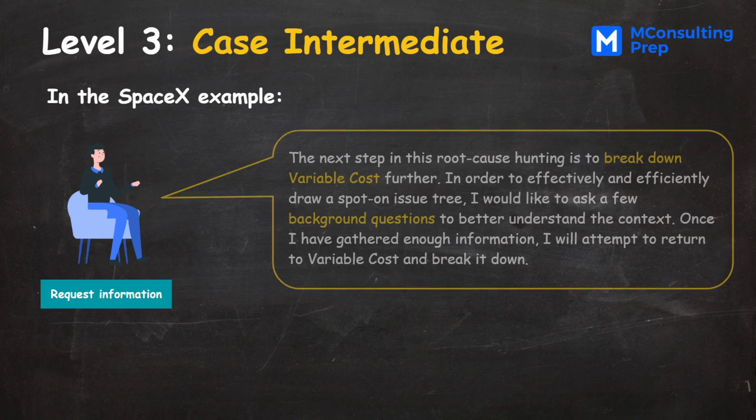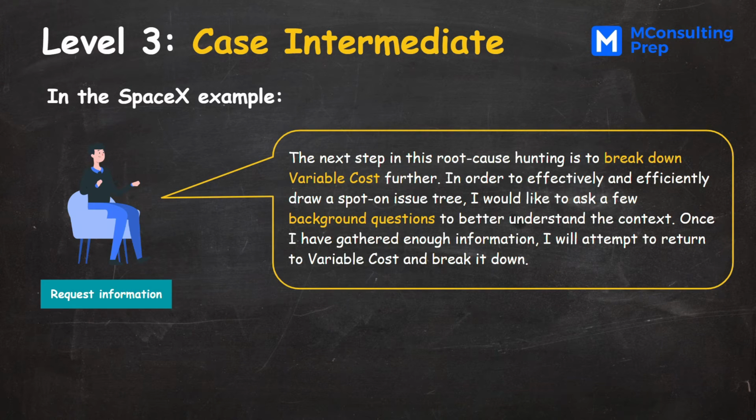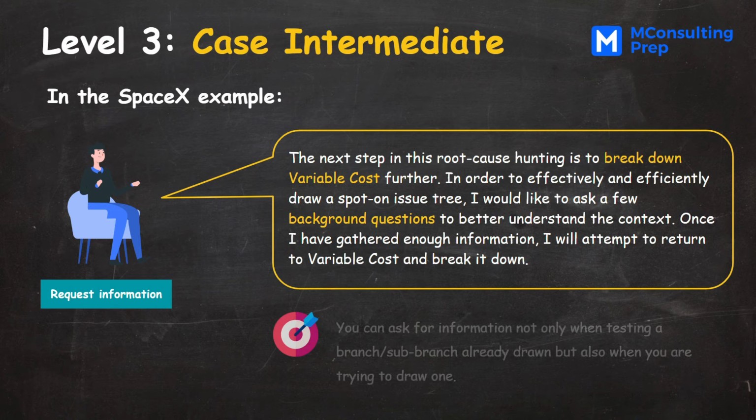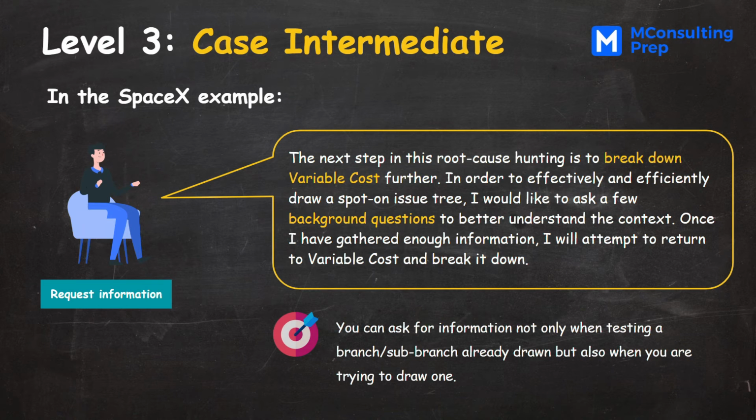The next step in this root cause hunting is to break down variable cost further. In order to effectively and efficiently draw a spot-on issue tree, I would like to ask a few background questions to better understand the context. Once I have gathered enough information, I will attempt to return to variable cost and break it down. The idea here is that you can totally ask for information not only when testing a branch or sub-branch already drawn, but also when you are trying to draw one.